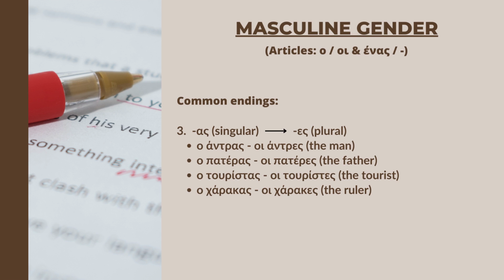The last common ending for masculine gender that we are going to talk about today is alpha sigma. We pronounce it as as. This is the singular common ending and it becomes es in plural form. The examples in Greek are ο άντρας, which becomes οι άντρες. This is the word for a man. Ο πατέρας becomes οι πατέρες, father. Ο τουρίστας becomes οι τουρίστες, tourist. And the last one, ο χαρακάς becomes οι χαρακές.